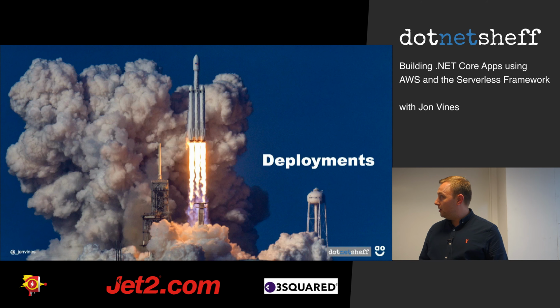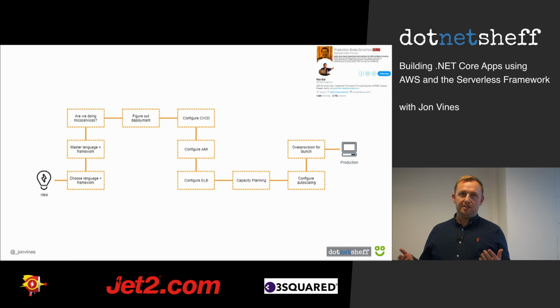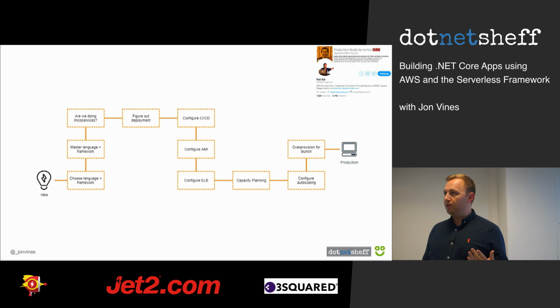Finally, just to touch on deployments. So before serverless, our route to production kind of looked like this. We chose the language and framework. We had to master that language and framework. We had to ask ourselves, are we doing microservices? Figure out what that deployment looked like. Configure CI/CD, configure the AMI or the container that we're building. Configure elastic load balancers, think about capacity planning, configure auto scaling. Usually over provision for launch because we don't know what production actually looks like. And then finally we're in production for our new service.